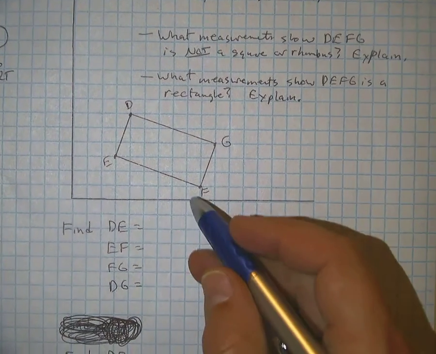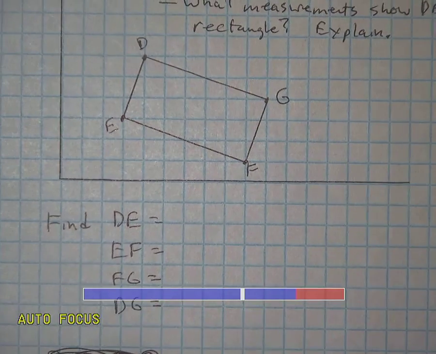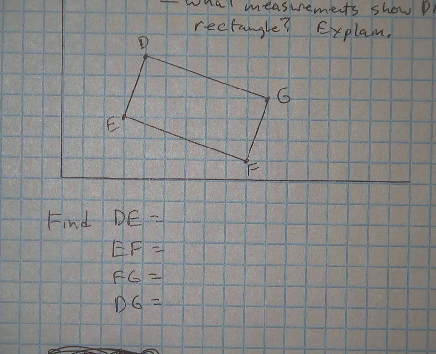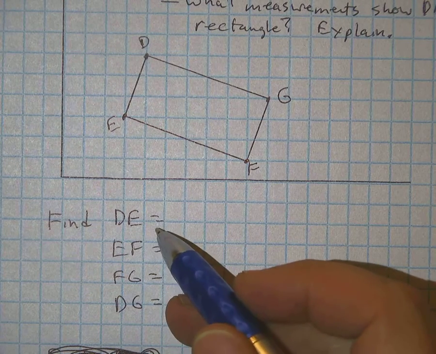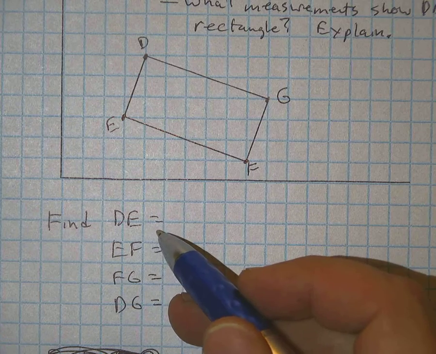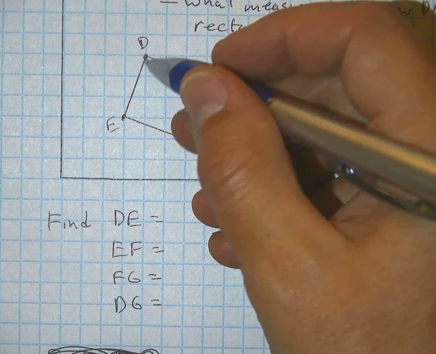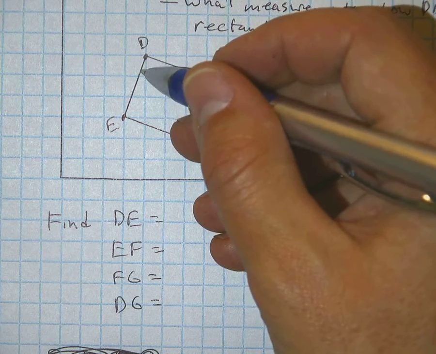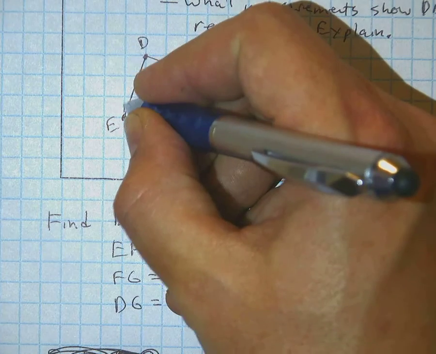So first of all, we'll start with this rectangle right here. Very important. Okay, so I'm going to zoom up on the rectangle, and it says first of all we want to find DE. Well, DE is just the distance between points D and E. Now notice that it's on a slant, so I can either use distance formula or Pythagorean theorem. I'm going to use Pythagorean theorem.